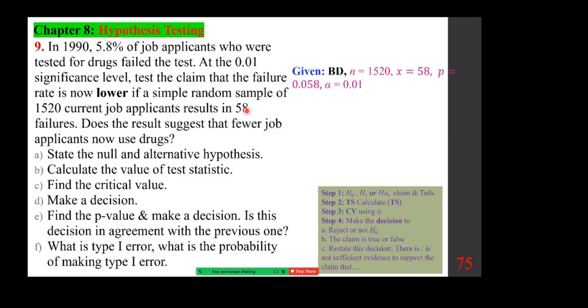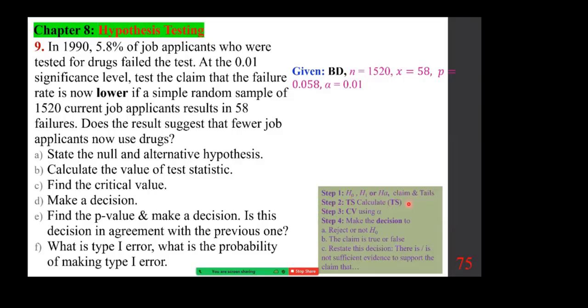Therefore, the very first thing we want to do is write the given. We are dealing with the binomial distribution where n is 1520, x is 58, p is 0.058, alpha is 0.01. When we look at the test of hypothesis, in general, there are 4 steps. We have to find H0 and H1. H0 is the null hypothesis. H1 or HA is the alternative hypothesis. We have to write the claim and the tails where it goes. The tails is always next to H1, the claim we have to figure out.